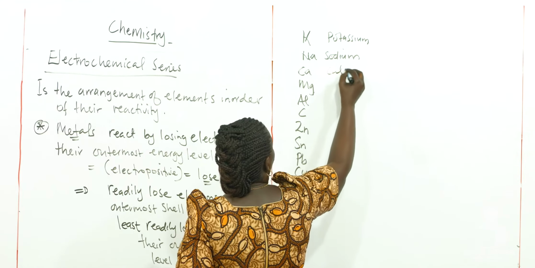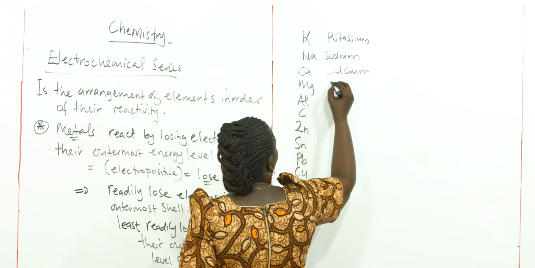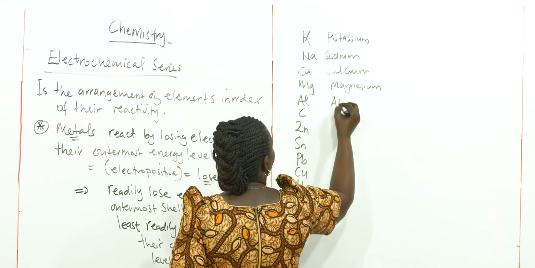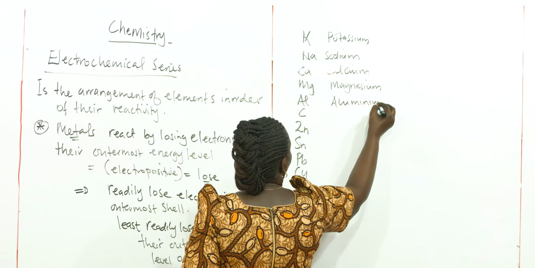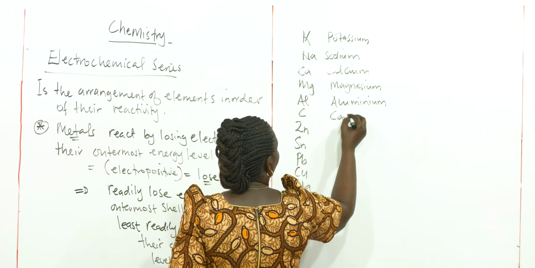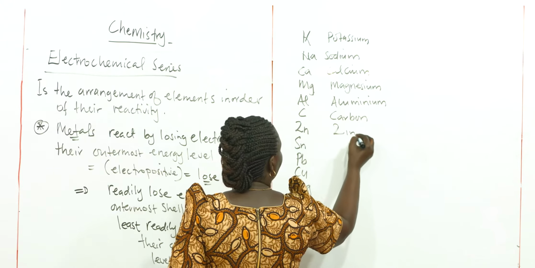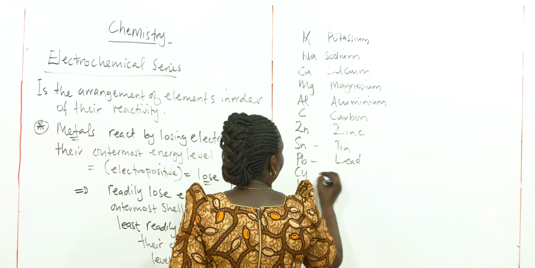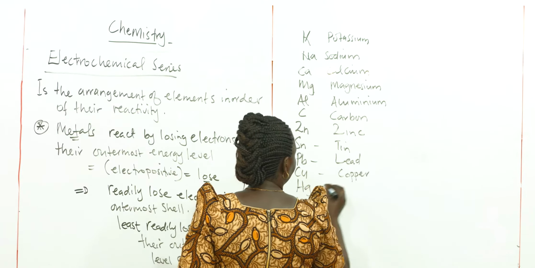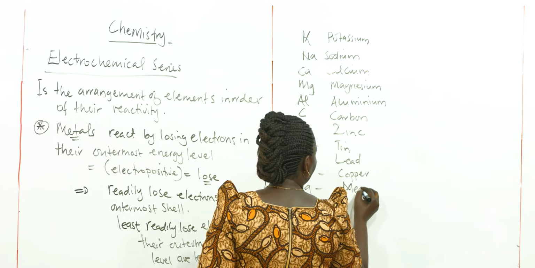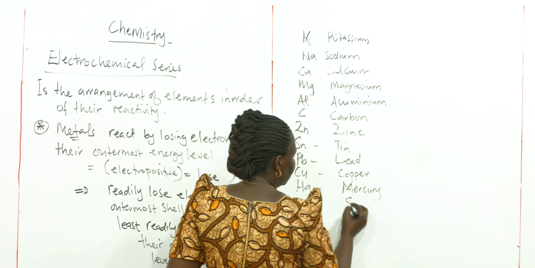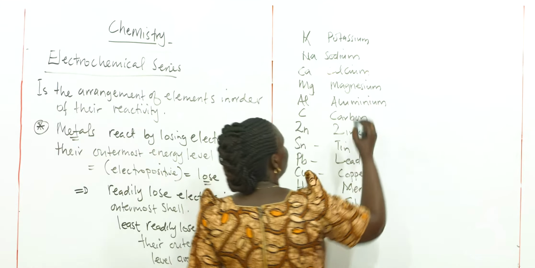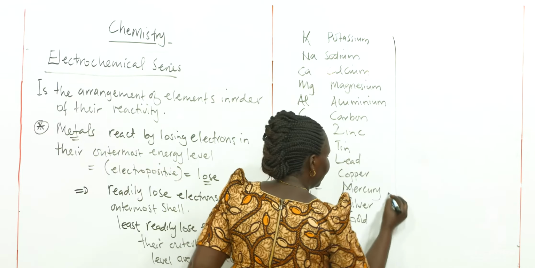This is calcium. We have magnesium, aluminum, carbon, zinc, tin, lead, copper, mercury, silver, and then gold. So the reactivity decreases downwards.